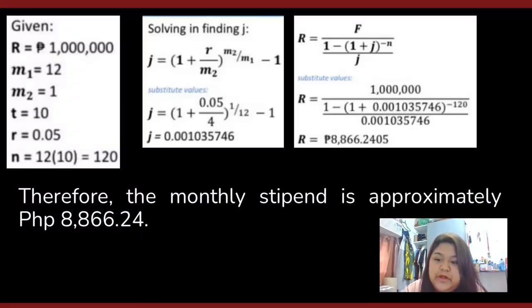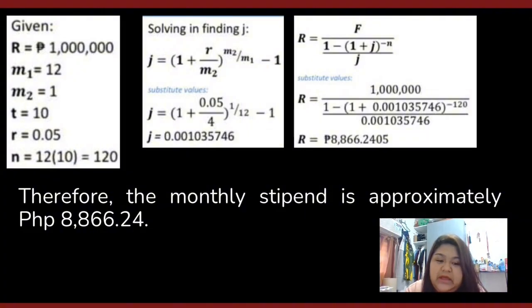So for this example, let's have the given. The future value is 1 million pesos. m sub 1 will be 12, m sub 2 will be 1, t will be equal to 10, r is equal to 0.05, and n will be 120. First, let's find j, because that's part of the formula. So j is equal to the quantity of 1 plus r over m sub 2 raised to m sub 2 divided by m sub 1, minus 1.